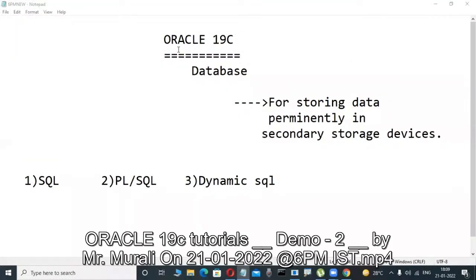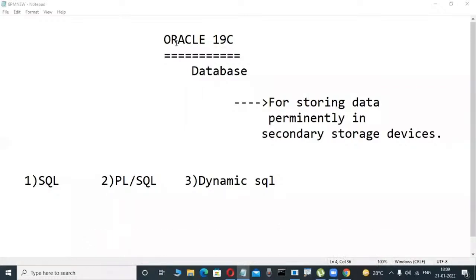These are demo classes, not actual sessions only. Just for idea purpose, some concepts, I'm telling only those things. Maybe 1 or 2 days or 2 or 3 days. That's all. Enough.